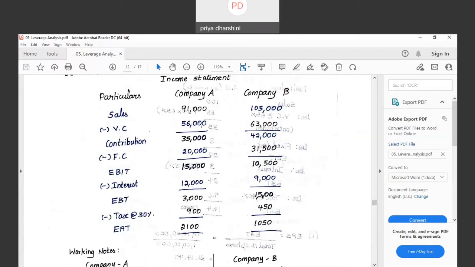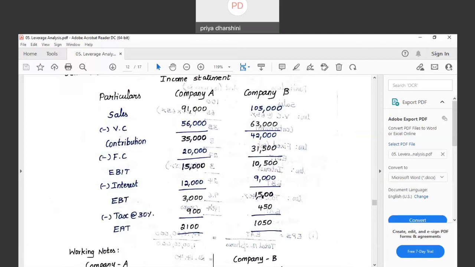It is given as 56,000. How much is fixed cost? It is given as 20,000. Interest expense is given as 12,000. Then what other information is given to me? I'm talking about company A alone. Interest expense is given as 12,000. After that, they say financial leverage is 5:1.